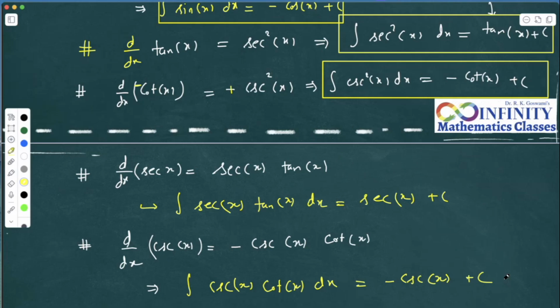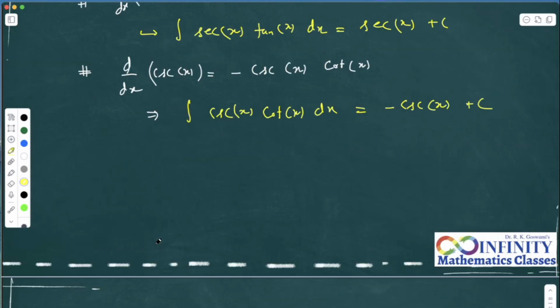Any doubt there? No. Perfectly okay. So these are going to be your integration of some of the trigonometric terms. Give me a second. Let me just find a good question for the same. Give me a second, please. I need to just create a question. Please try to help me.